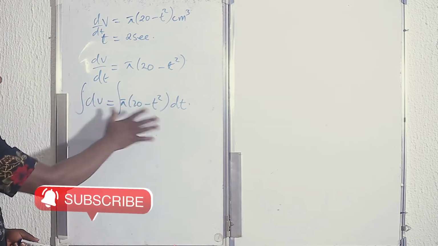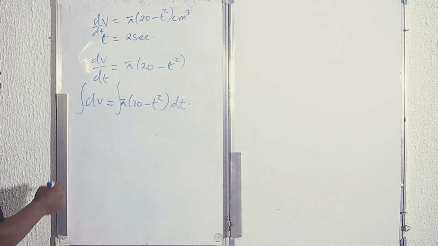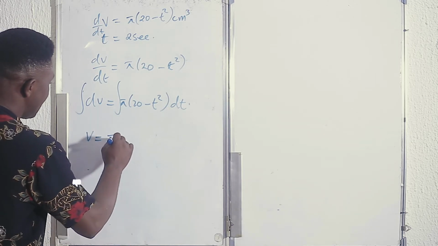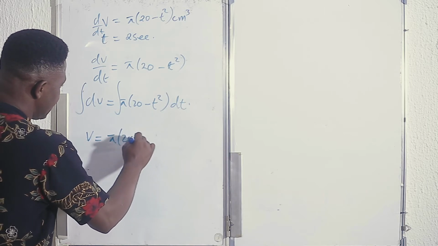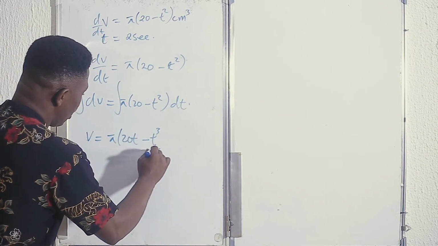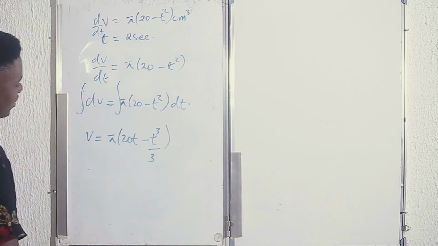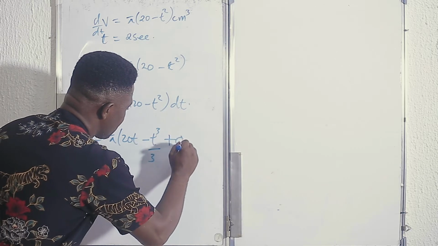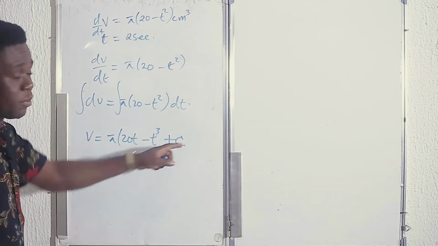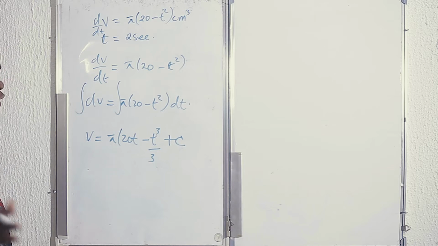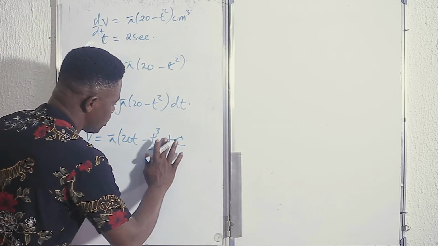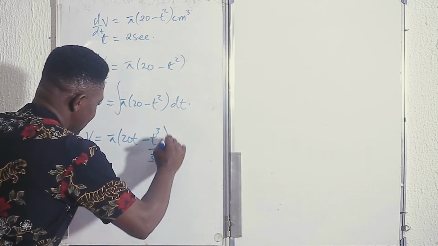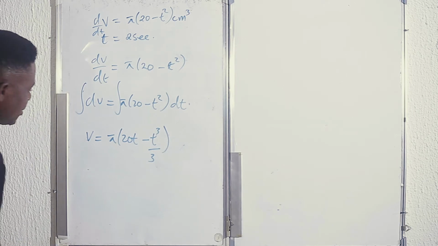We introduce the integration, and we have that v is equal to pi into (20t minus t cubed all over 3) plus a constant c. But this constant is going to be 0 because we are told that the initial volume is equal to 0. So there will be no need to introduce this constant. So we'll just leave it like this. That's 20t minus t cubed all over 3.